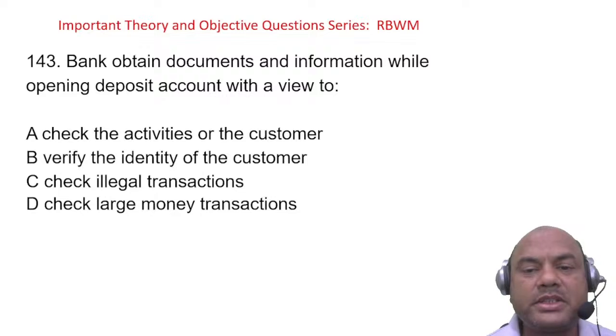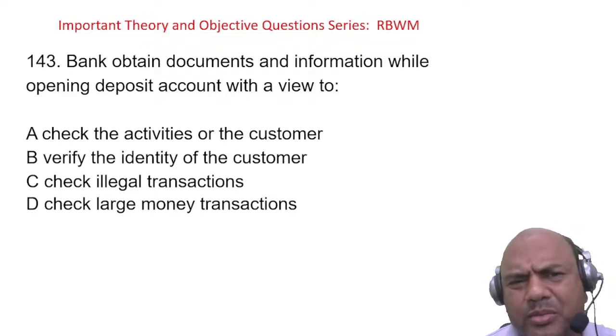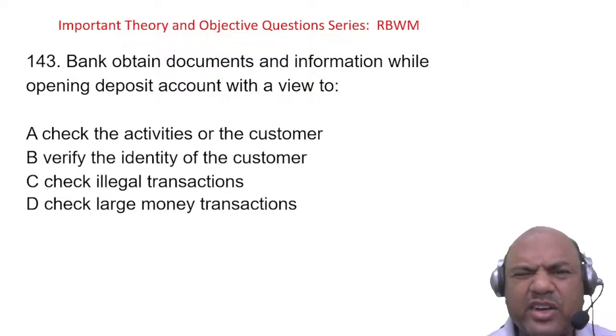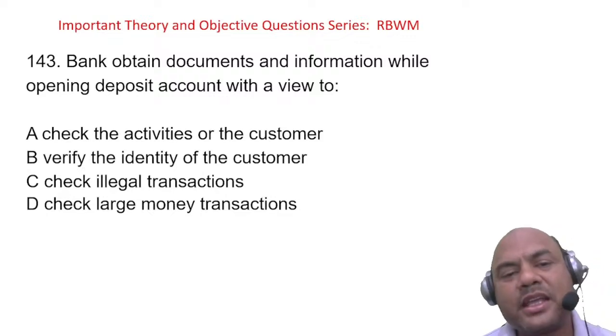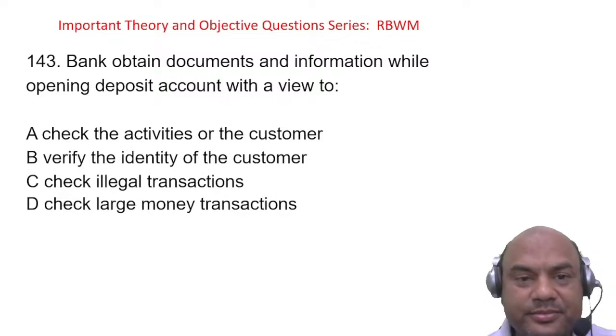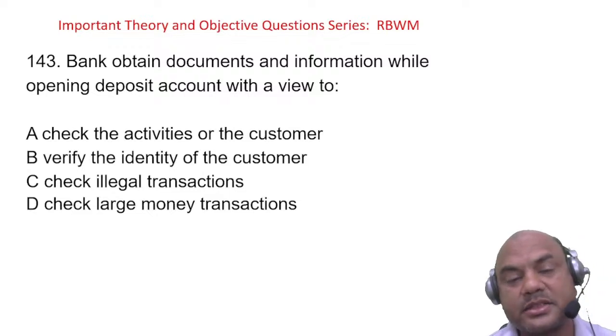Banks obtain documents and information while opening the deposit account with a view to... why do we get the documents? Bring your Aadhaar card, bring your PAN card, bring this, bring that. Nowadays it's not there. Nowadays everything is thumb, eKYC. But then also, why do you obtain eKYC? Either you get the documents physical or you get the eKYC. Why do you get this? Check the activities of the customer. Verify the identity of the customer. Check illegal transactions. Check large money transactions.